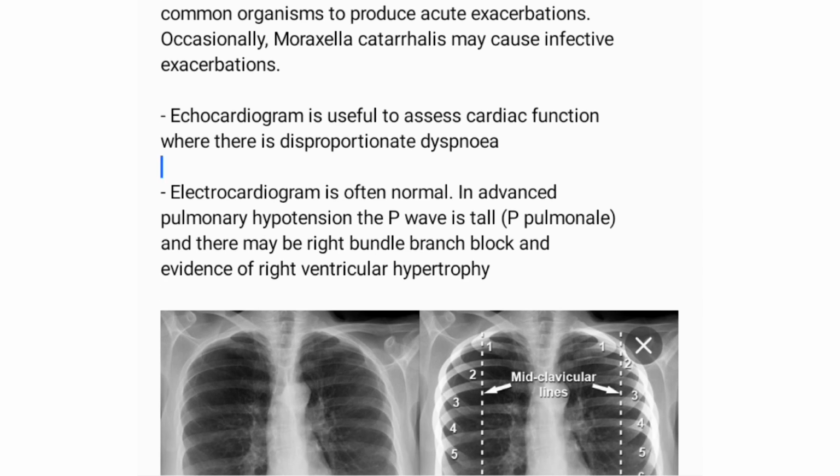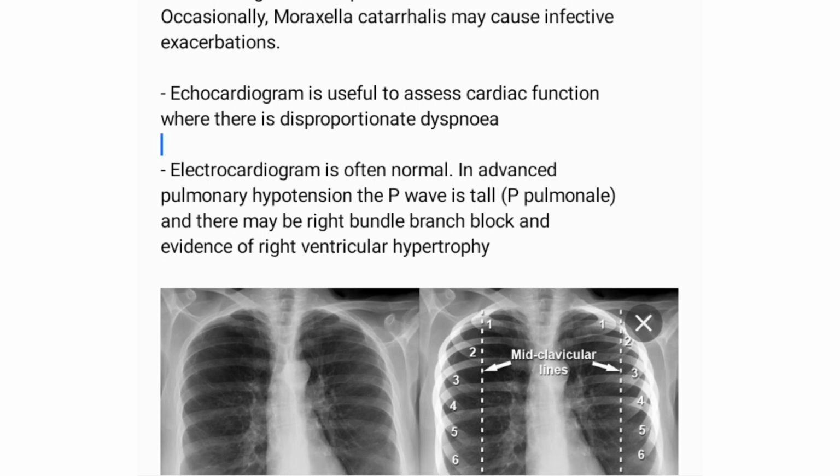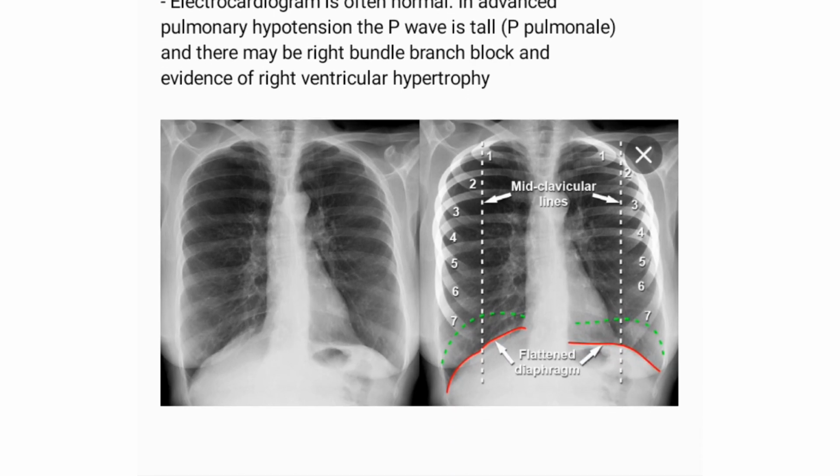Then echocardiogram is useful to assess cardiac function where there is disproportionate dyspnea. Since COPD can cause cor pulmonale, you may try to assess cardiac function. Then electrocardiogram is often normal, but in advanced pulmonary hypertension, the P wave is tall.